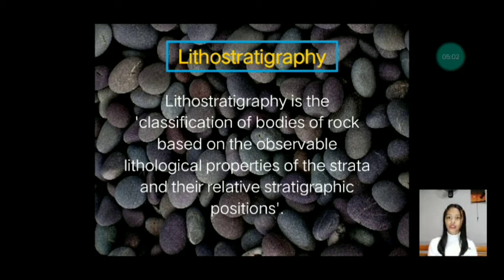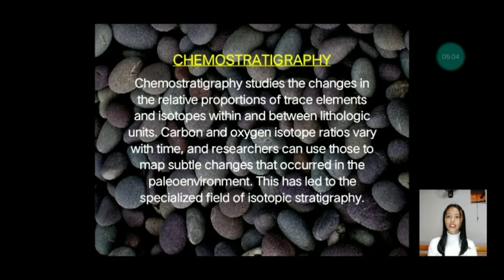So, under lithostratigraphy is chemostratigraphy. Chemostratigraphy includes the studies in the relative proportion of trace elements and isotopes within and between lithologic units. Carbon and oxygen isotope ratios vary with time, and researchers can use those to map subtle changes that occur in the paleoenvironment. This has led to the specialized field of isotopic stratigraphy.